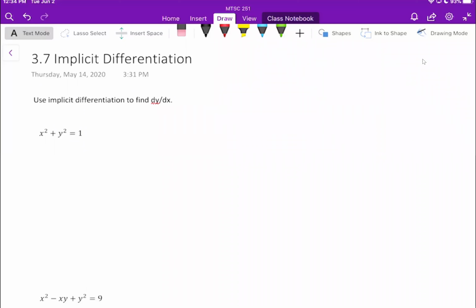In this section, we find derivatives of y with respect to x using implicit differentiation. Our first problem, we want to use implicit differentiation to find dy dx. Here we assume that y is a function of x. So we're always assuming that y itself is a function of x.